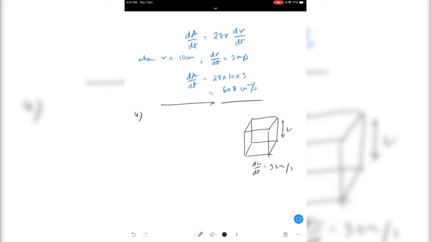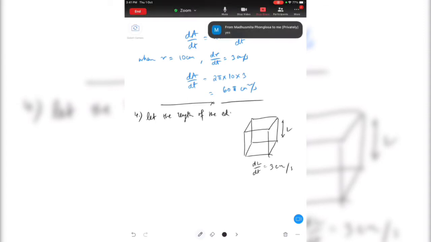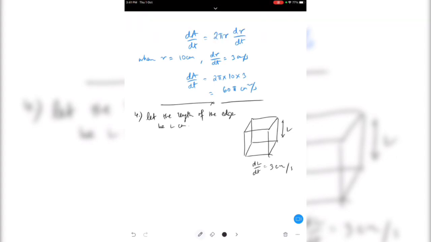Let the length of the edge be L centimeter, then dL/dt is equal to 3 centimeter per second. So this one is given. Then what it says: how fast is the volume of the cube increasing when the edge is 10 centimeter long. So my length is given, this one is given.